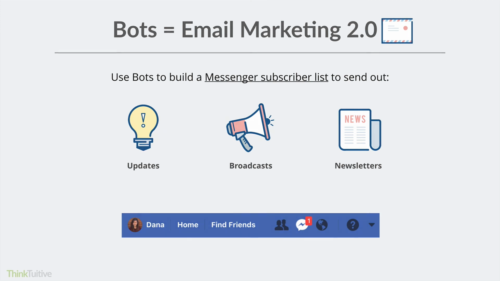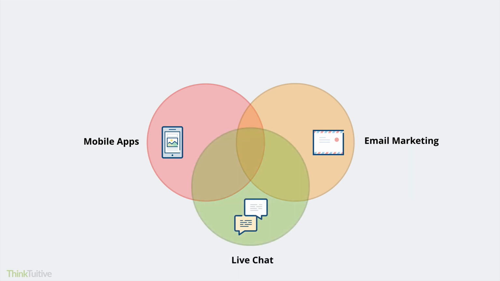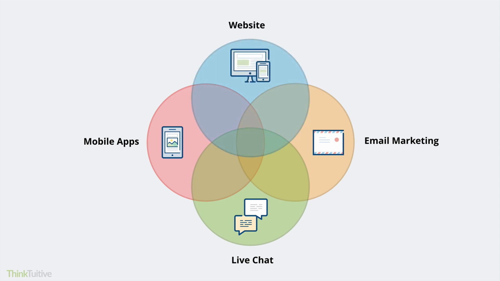But bots also share similar features with 3 other tools. To mobile apps, for example, because both are easily accessible on a mobile device. Bots also share similar elements to a live chat. After all, it does live on the Messenger platform where you can have instant, real-time back and forth conversations. Other than using bots to communicate and send messages, they can also provide people with information about your business, product, or service. Kind of like your website.